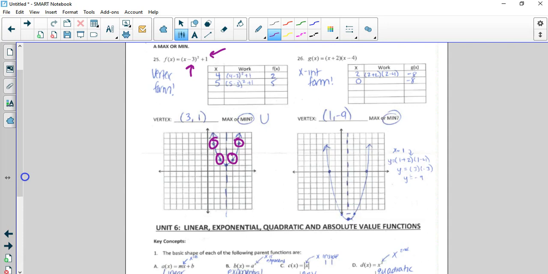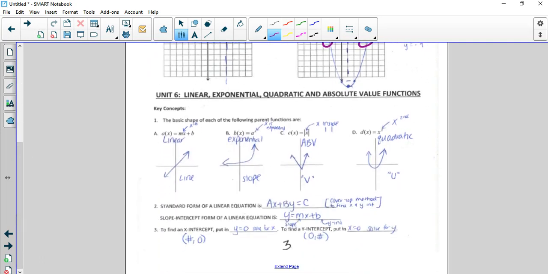Same thing for 26. Okay, plug some numbers in. You'll find out the vertex is at 1, -9. 2 gives you -8. 0 gives you -8. Okay, you know these points right there, the x-intercepts, and there you go. It's graphed.